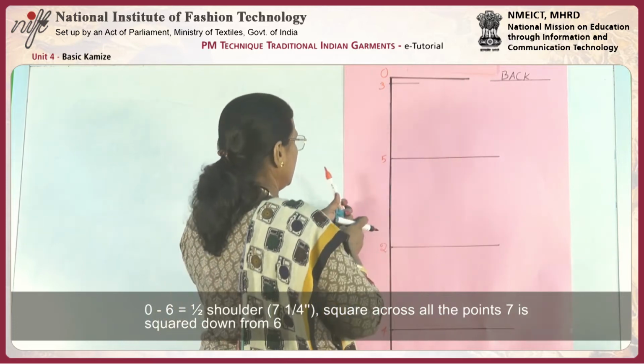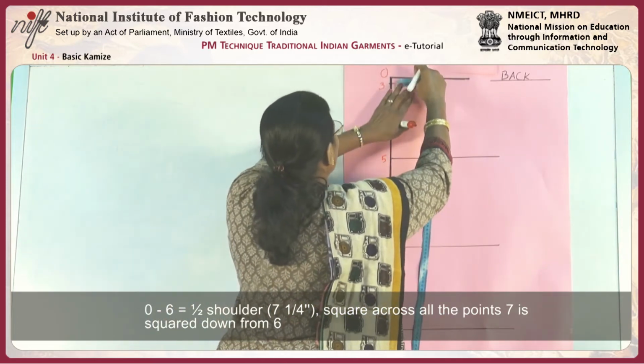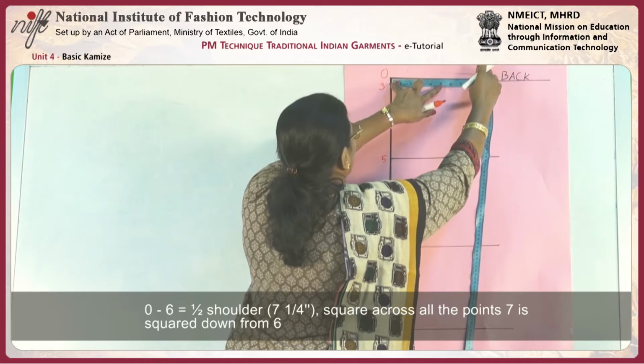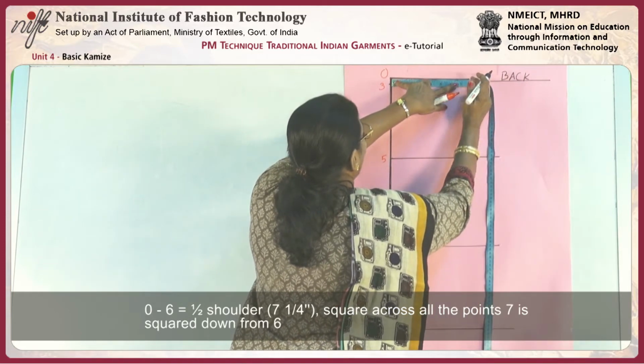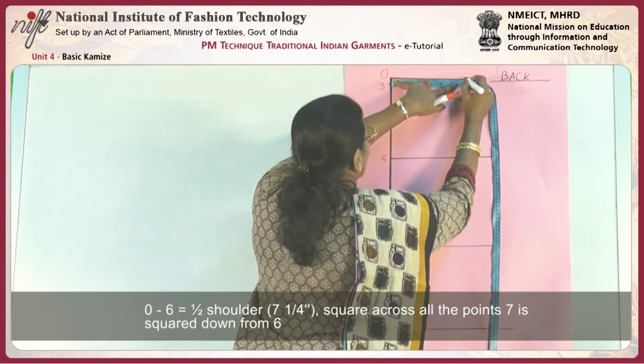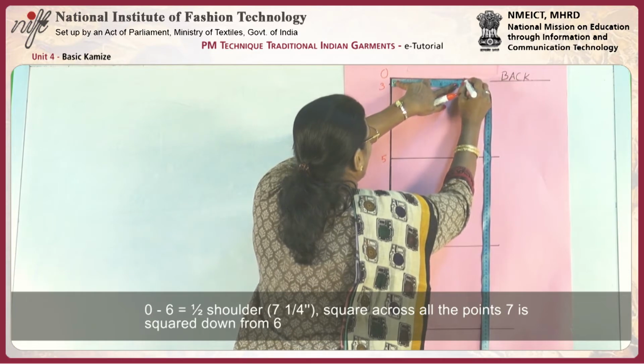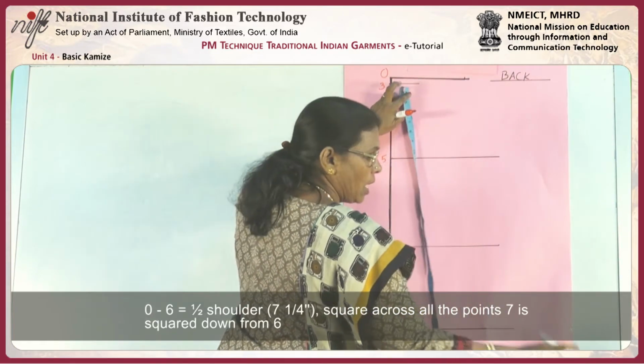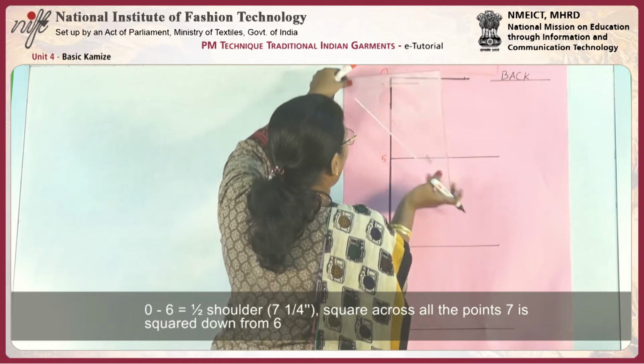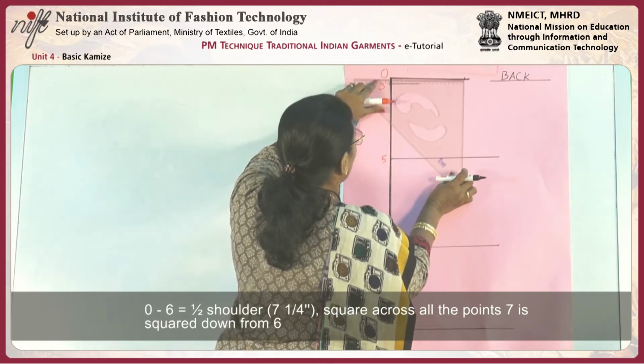0 to 6 is off shoulder. 14.5 by 2 is 7 1/4, and 6 is squared down to 7.